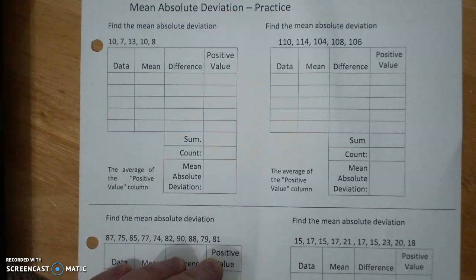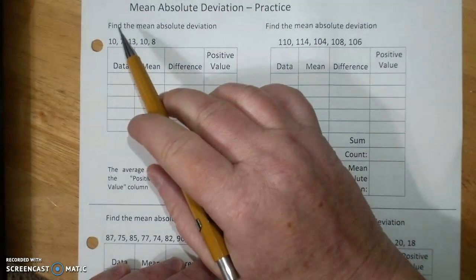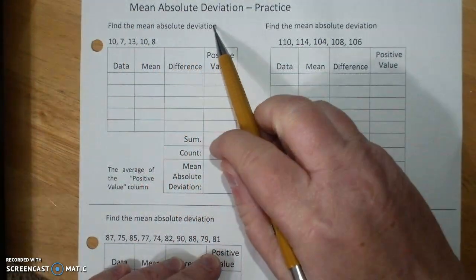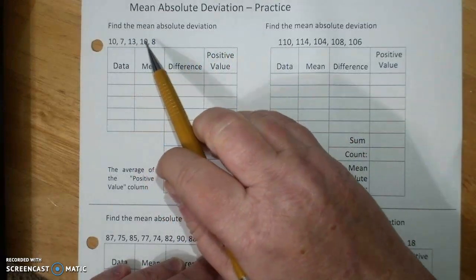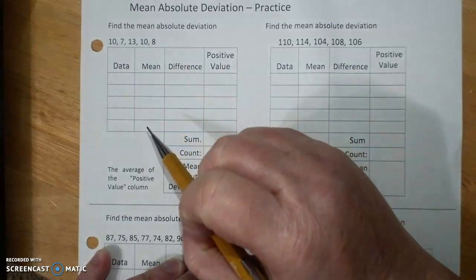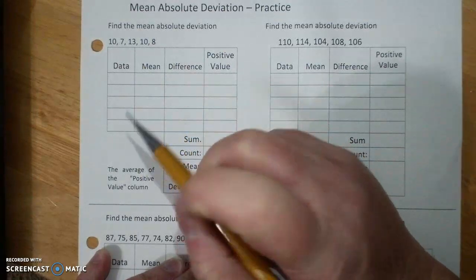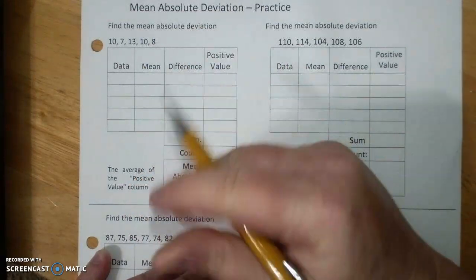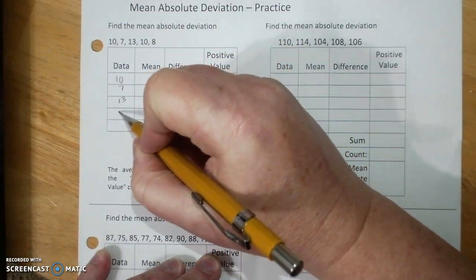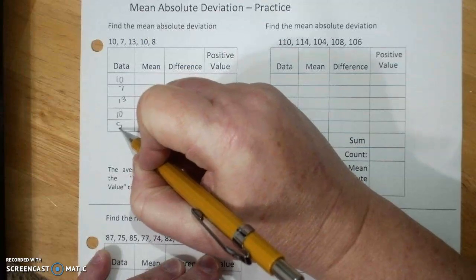The instructions will be to calculate the mean absolute deviation. When you are asked to do this, it will say find the mean absolute deviation, and you will be given a set of numbers. When you are given the set of numbers, you are going to take the average twice. So you're going to do 10, 7, 13, 10, and 8.